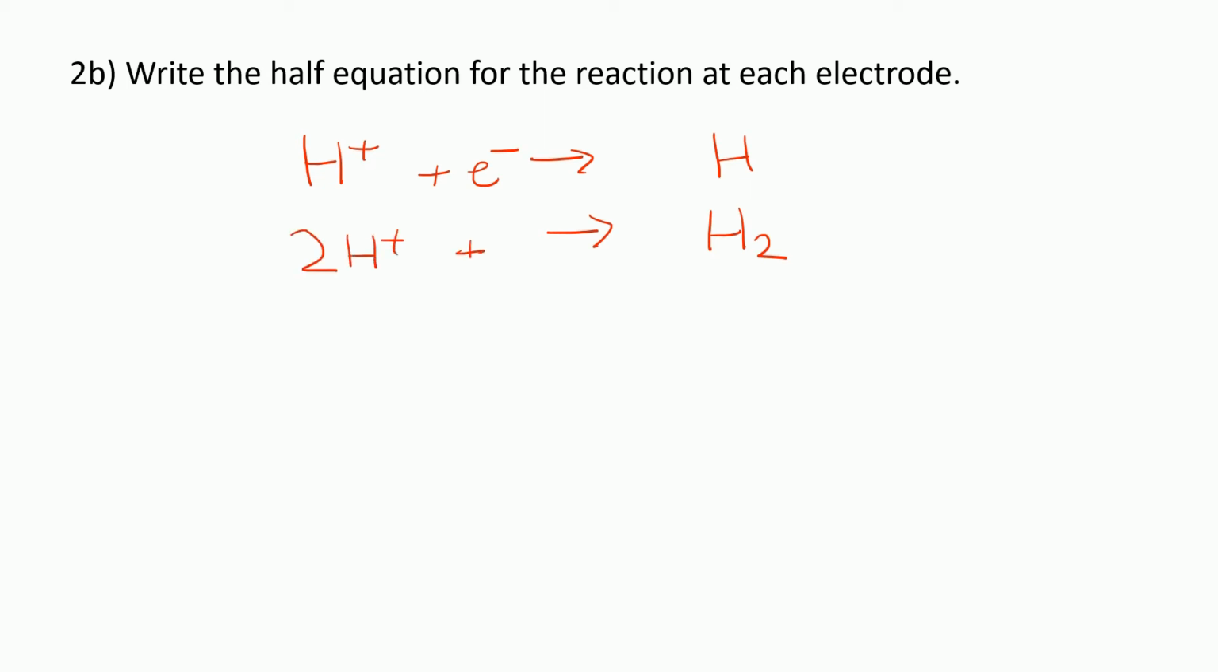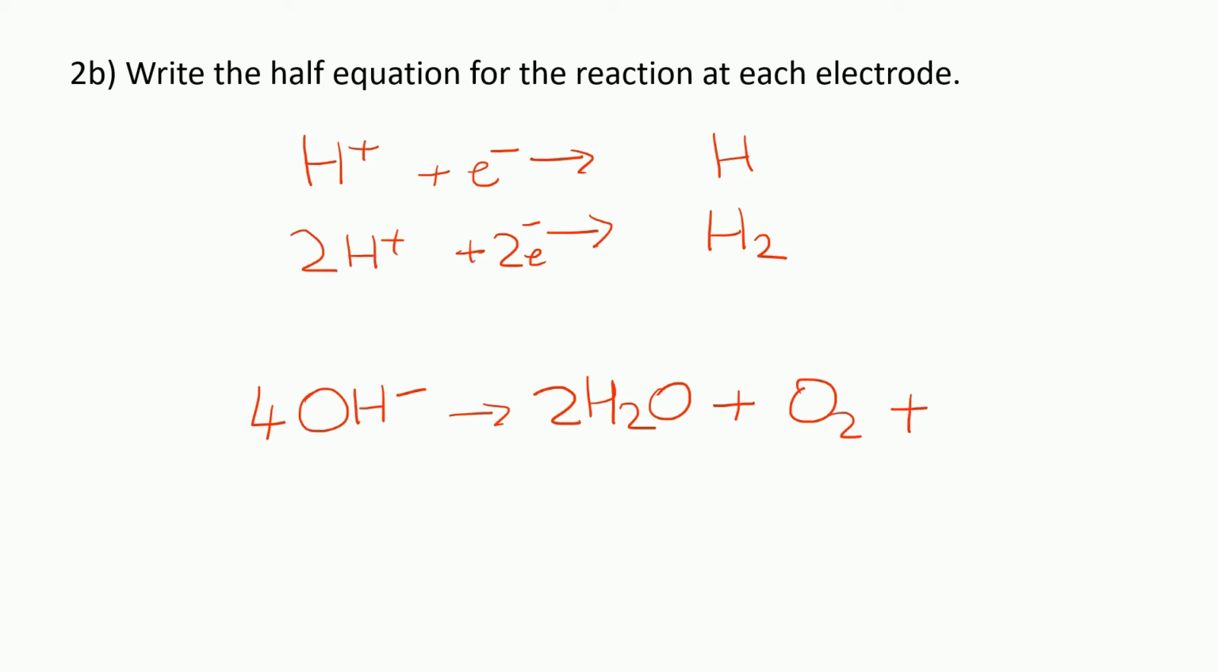Now the oxygen is actually produced from the OH- ions, and this is probably just an equation that you're going to have to learn because it will be very difficult to just work it out. So if we start with 4 hydroxide ions, they change into 2 water molecules and 1 oxygen molecule and 4 electrons. So we've got 4- charge on the left and 4- charge on the right hand side.